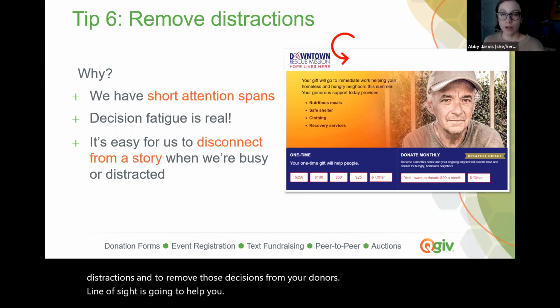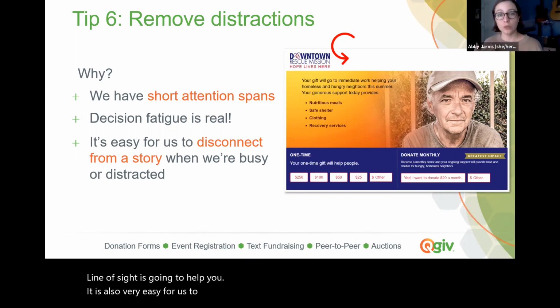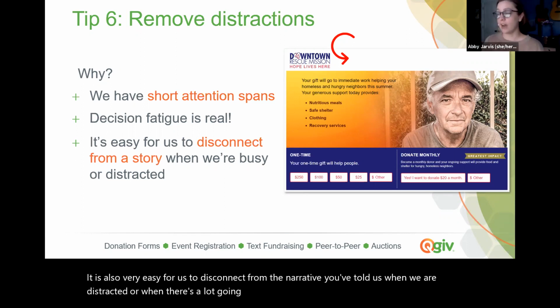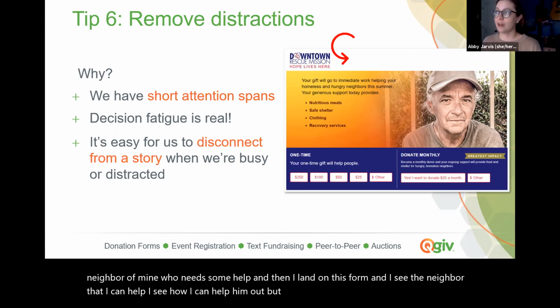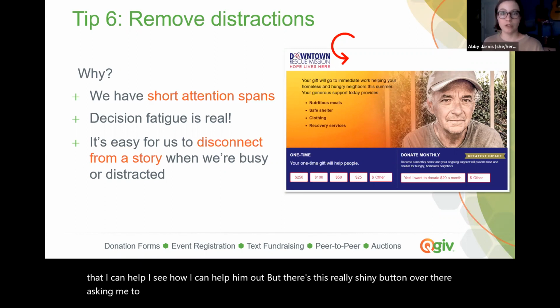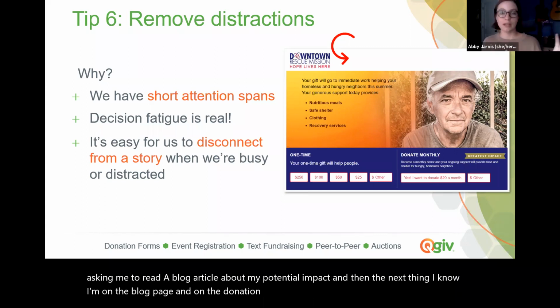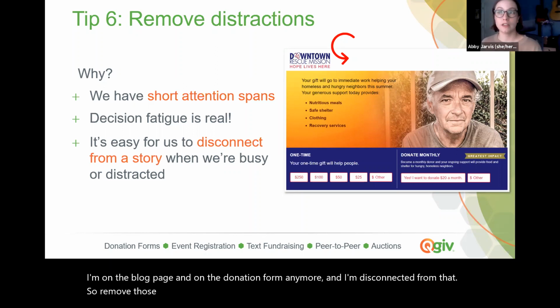It is also very easy for us to disconnect from the narrative you've told us when we are distracted or when there's a lot going on. So if Jack has told me this beautiful story about this neighbor of mine who needs some help, and then I land on this form and I see the neighbor that I can help, I see how I can help him out, but there's this really shiny button over there asking me to read a blog article about my potential impact. And then the next thing I know, I'm on the blog page, I'm not on the donation form anymore. I'm disconnected from that story. So remove those distractions, keep your donors focused and connected to the story, and your conversion rates will improve.